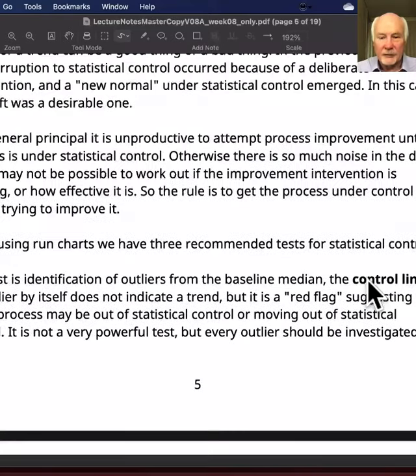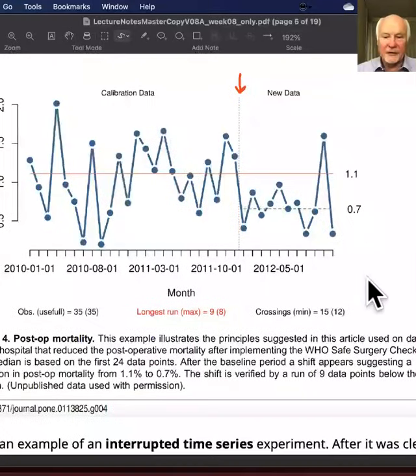So let's go back and have a look. Start with the runs test. So we have a run, so the run starts there. We've got 1, 2, 3, 4, 5, 6, 7, 8, 9.